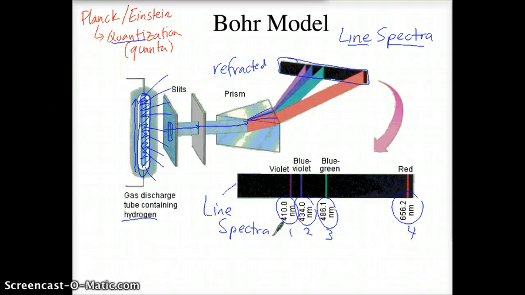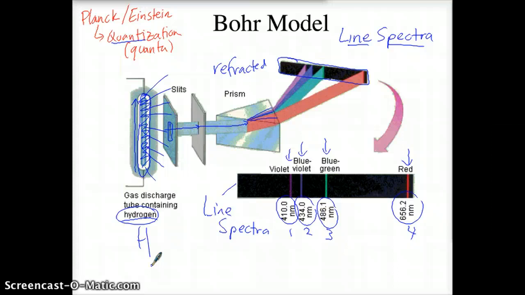for hydrogen. No matter where you take the hydrogen from in the world, it's always going to have these exact same 4 wavelengths, because that is a property unique to the element of hydrogen. It will always emit these 4 specific wavelengths.